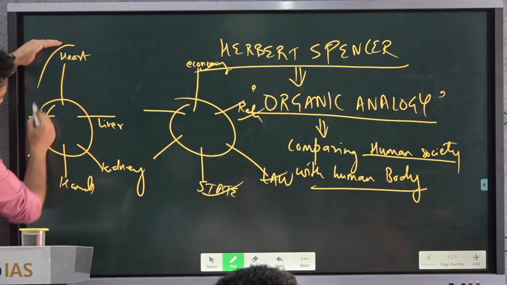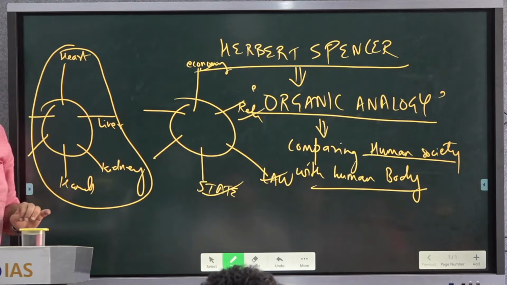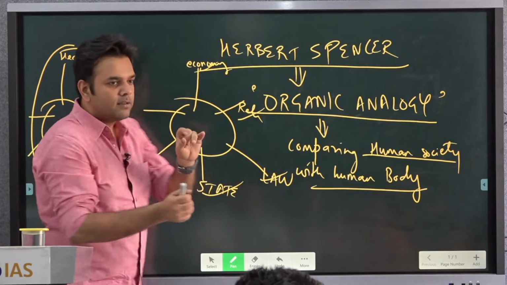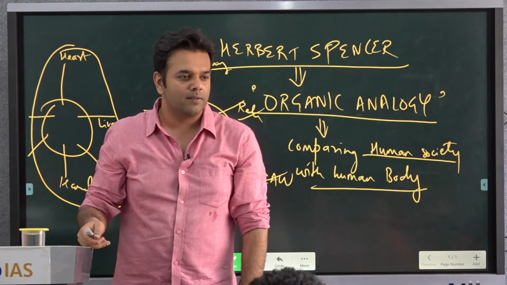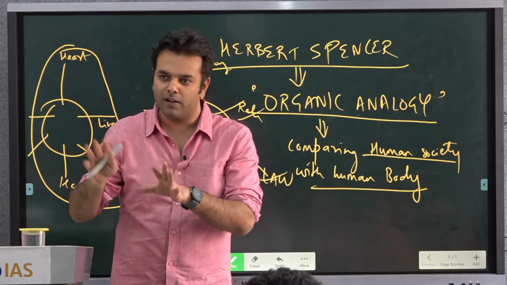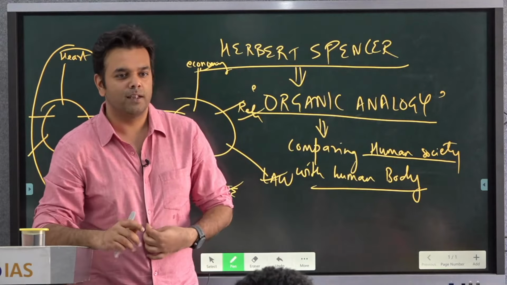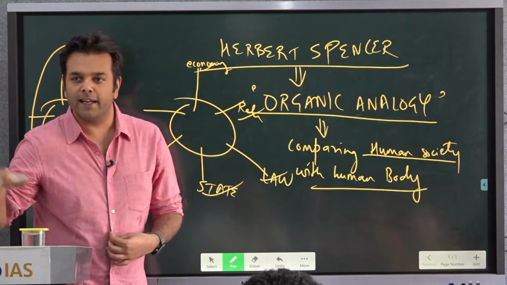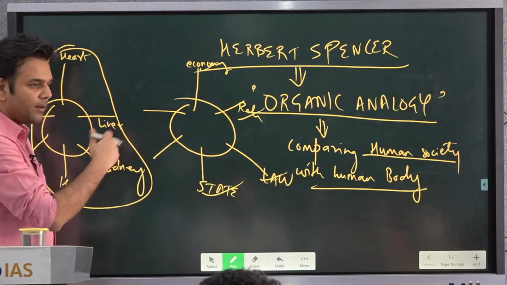When all these human body organs are performing their functions perfectly, the human body will survive. When society's parts function perfectly, society will survive. Suppose the economy collapsed. That is like one part of the body collapsing. Heart collapsed, body gone. Economy collapsed, society gone. That's what happens, right? Unless some other measures are taken to save the economy. This is what we call organic analogy.